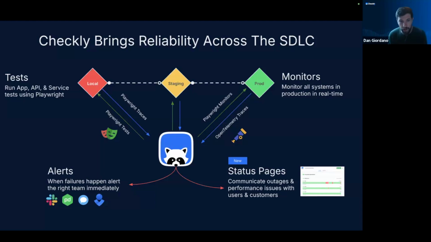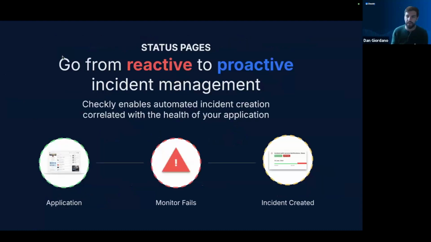We have alerting mechanisms with channels like Slack, SMS, PagerDuty, all the big integrations, and now also status pages. So we enable you to communicate externally and automatically when an incident occurs. I think that's the beauty of what we'll look at today: going from reactive to proactive incident management. When something goes wrong in your application, we can now start the entire incident management lifecycle in an automated fashion and alert customers and internal users about this incident.